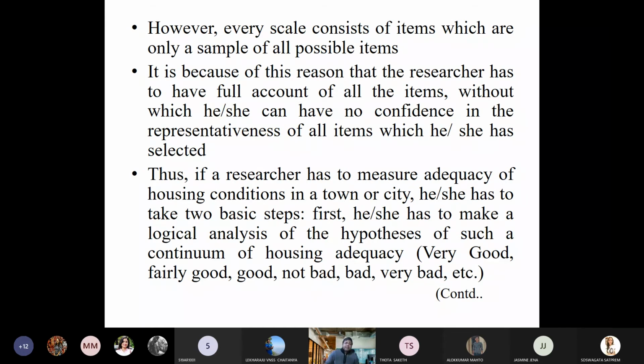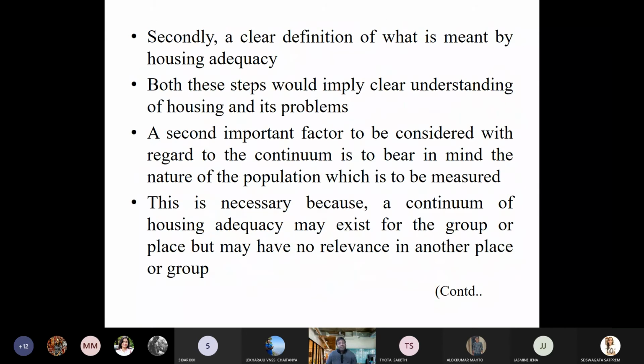Secondly, a clear definition of what is meant by housing adequacy should be given. Both these steps imply a clear understanding of housing and its problems. A second important factor to be considered with regard to the continuum is to bear in mind the nature of the population to be measured. If I am not keeping the nature of the population in mind, I am taking the population from various segments and not covering samples from all the segments, so my answer will be wrong.